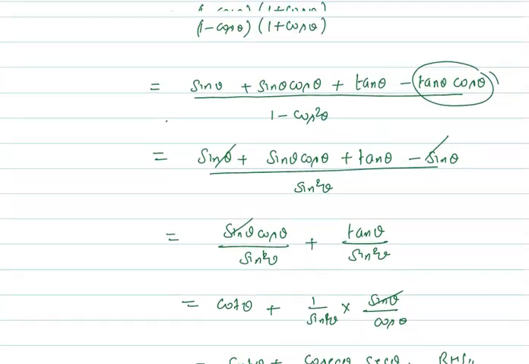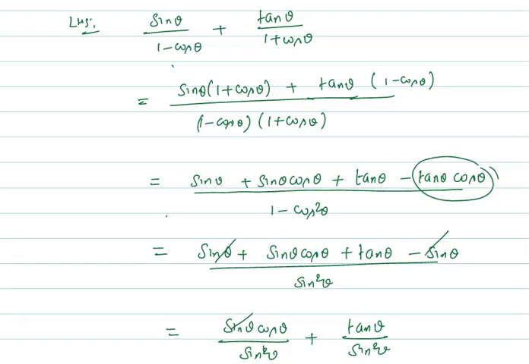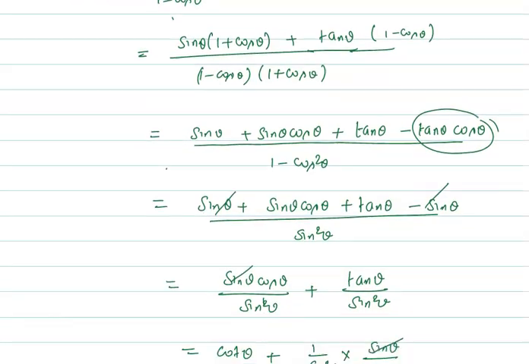See, again it is a new problem. We don't have this question in our exercise, but it is very simple. Just by taking LCM and by using the one identity, 1 minus cos square, and also the quotient and reciprocal relations, we can find out the result.